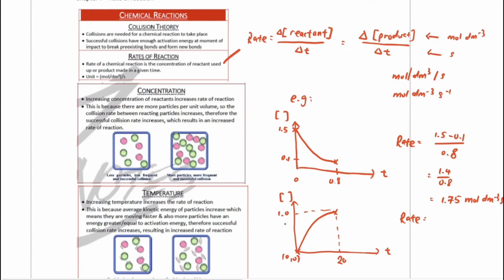So change in concentration, 1.0 minus 0. Change of time, 0 to 20, so 20 seconds involved here. So we have 1 over 20. So 1 over 20 is 0.05. So 0.05 mole per dm cube per second. From here you can see this is how we calculate the rate of reaction, how we use the written information here. Okay, now let's see the next point.